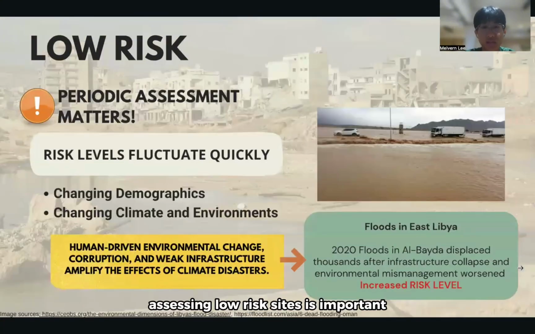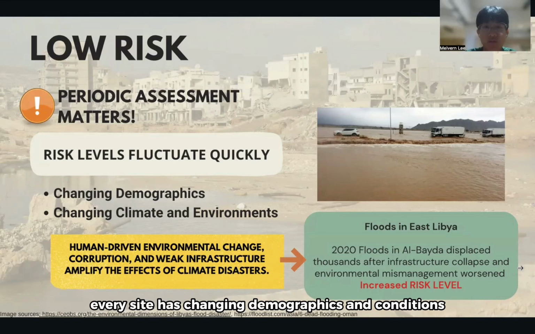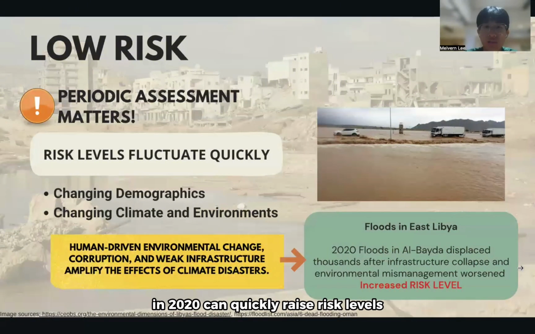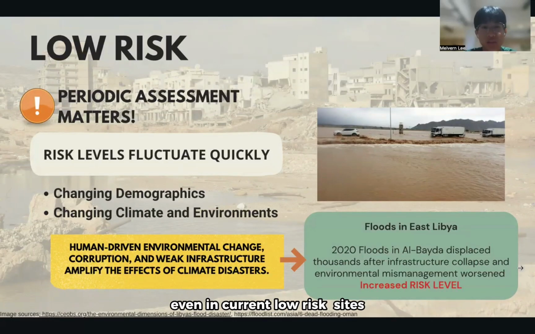Assessing low-risk sites is important because risk levels can change very quickly. Every site has changing demographics and conditions which has implications to the adaptabilities and needs of the population. Another important concern is climate change. Sudden weather events such as floods or storms like those in East Libya in 2020 can quickly raise risk levels and cause severe shelter damage even in current low-risk sites.